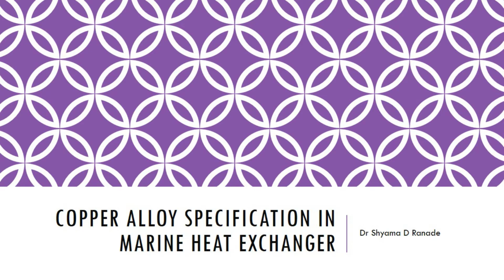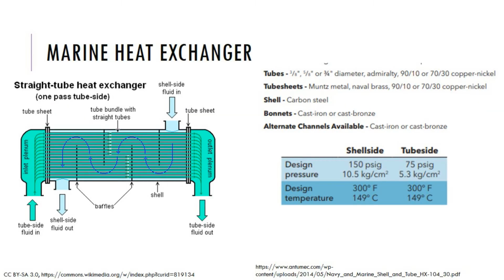Today I will talk about the copper alloy specification that is used in marine heat exchangers. A marine heat exchanger can be of two different types, one of which is the straight tube heat exchanger. In such a component, the tubes and the tube sheets have various kinds of materials used for their construction so as to facilitate an efficient transfer of heat from one fluid to the other. Today's topic is specifically about the tubes which are made up of 90-10 and 70-30 copper nickel.